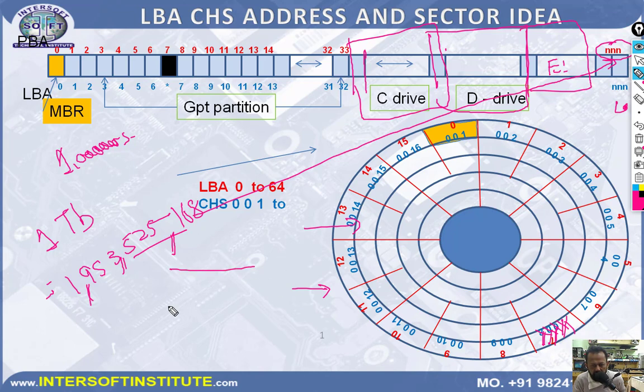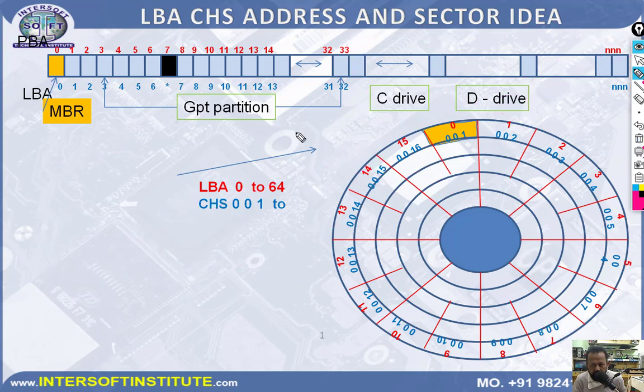I have already explained that there are 2 platters, so this is side 0, this is side 1, this is side 2, this is side 3. We explain these only on one side, that is 0, and we show it very big, but it is not big. The portions are very small, and the track is also very small. 64 lines are there, and there will be 1000-something cylinders. Okay, next. So this is your MBR, GPT partition, C drive, D drive like this.